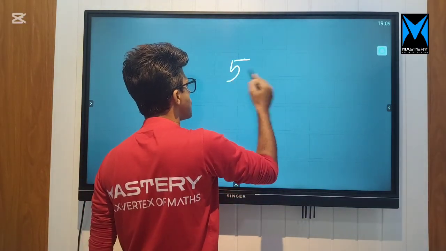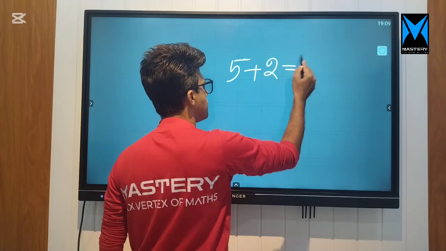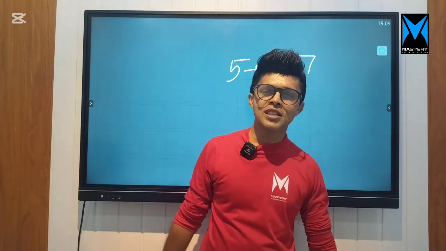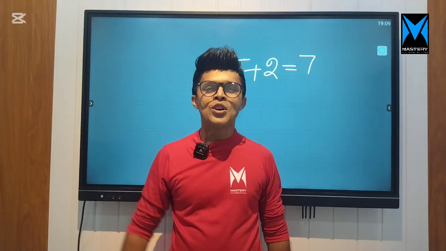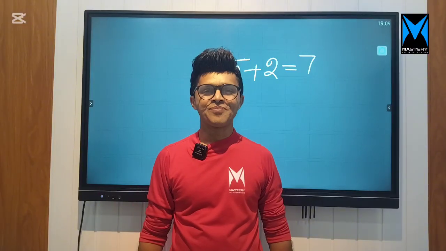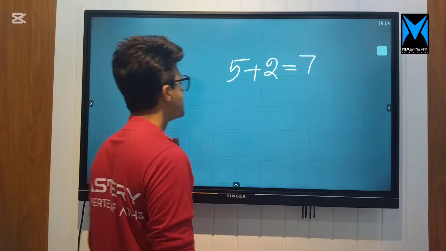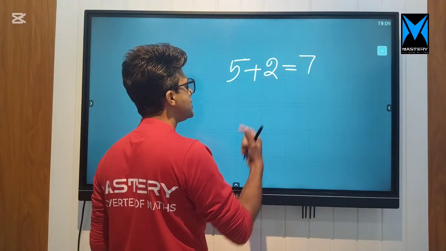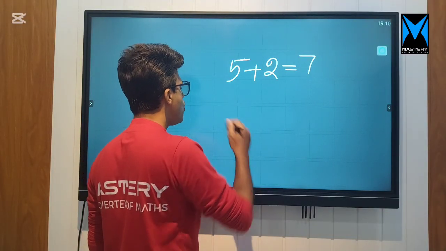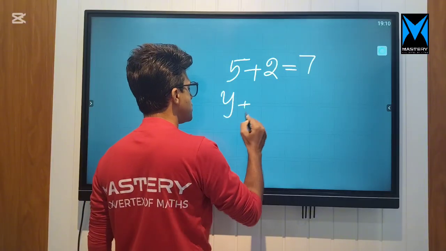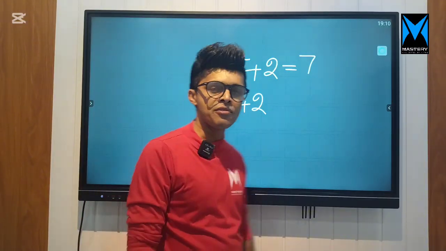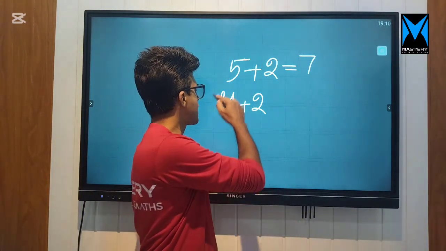Really, when it comes to this one, 5 plus 2, 5 plus 2 is 7. Easily you are able to get the value of this, that 5 plus 2 is 7. Okay, 5 plus 2 is 7. So, how about this one? y plus 2. Are we able to get the value of this expression?